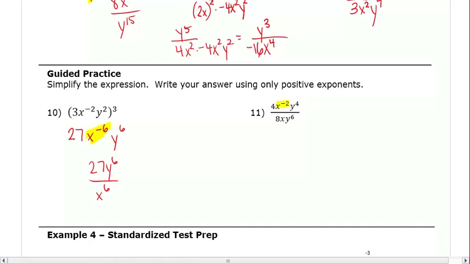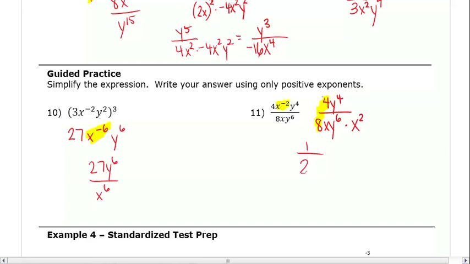Number 11, I'm going to move my negative exponent first. So I keep my 4y to the 4th up top. I'm going to rewrite my 8xy to the 6th, but I'm moving my x squared to the bottom. I'm going to simplify my 4 over 8. That's going to be 1 over 2.